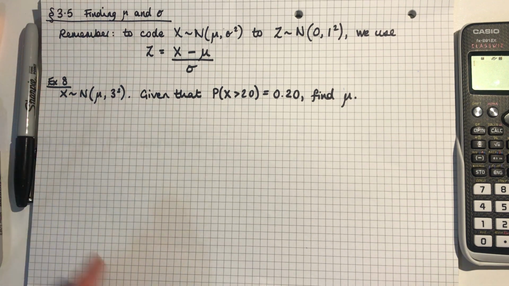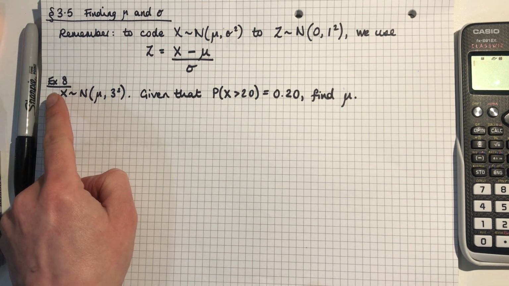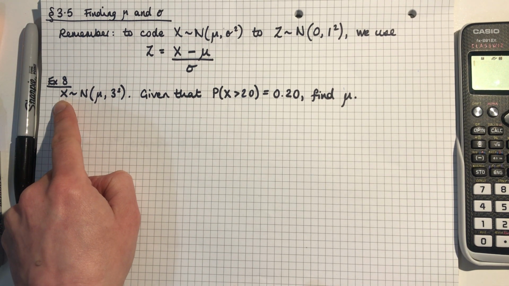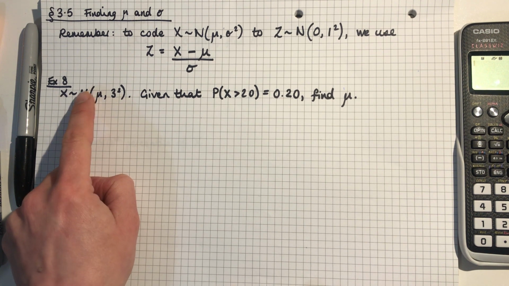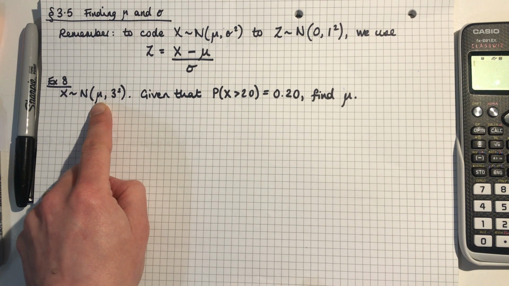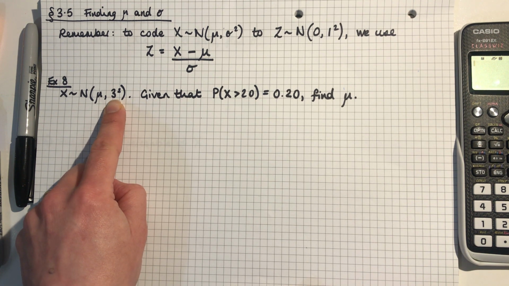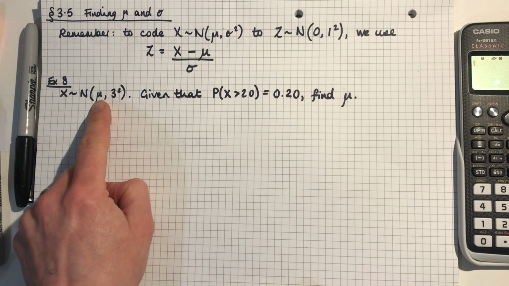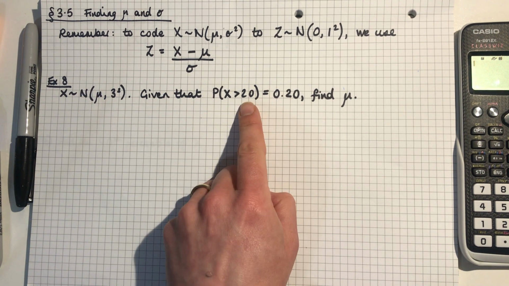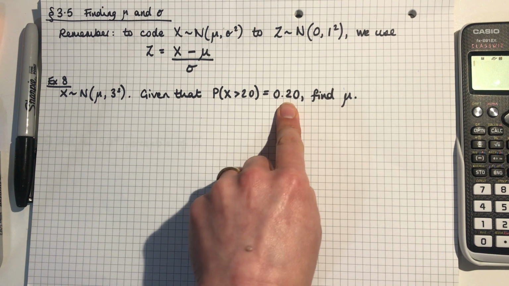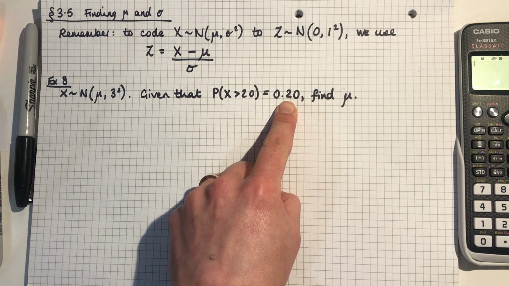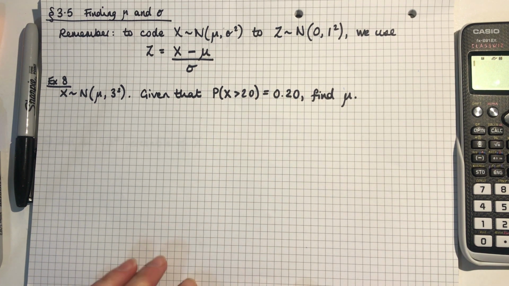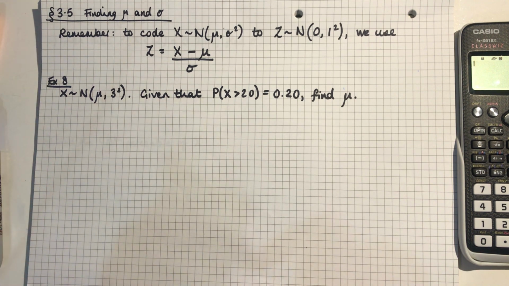In example 8, we are told that our random variable x is normally distributed with an unknown mean, mu, but a variance of 9 or a standard deviation of 3. And the only thing we're told to help us find out this unknown mean is that the probability that x is greater than 20 is 0.2. So let's go in and see what we can figure out now.